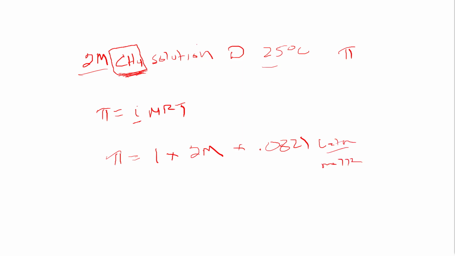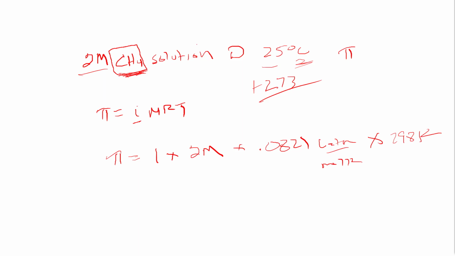And then the temperature, notice this is in degrees Celsius, and I see students do this all the time. They don't convert that to Kelvin. So you've got to add 273 to that, and that gives you 298 Kelvin. That's a common mistake.